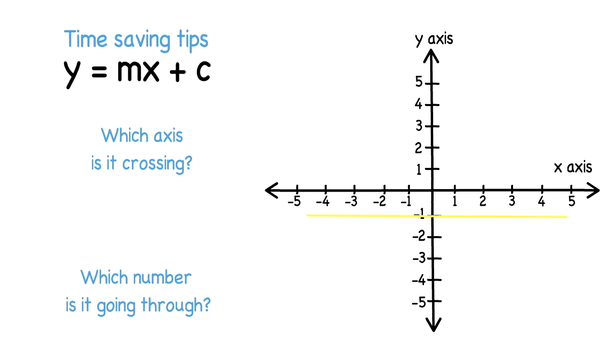With this one, it's going through y, so I would write y equals, and it's going through minus 1, so y equals minus 1. Pause the video and see if you can figure out what the equation of this straight line is. It's going through x, so we write x equals, and it's going through minus 3, so x equals minus 3.